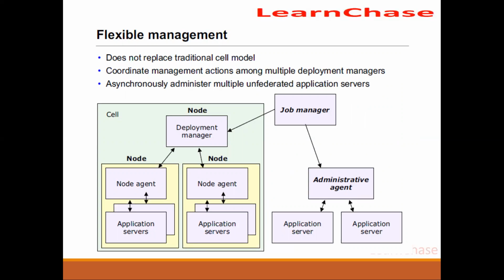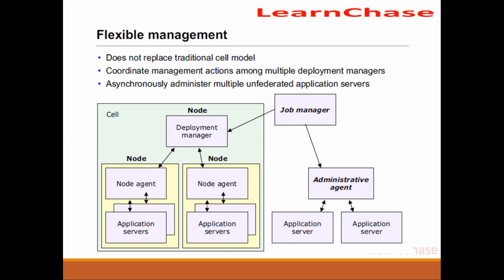What is meant by cell? A cell is the component that contains all these nodes, the deployment manager, and everything. And what is meant by deployment manager? The deployment manager is responsible for managing the installation and maintenance of all the applications, and it communicates with the nodes through another special WebSphere process, the node agents.